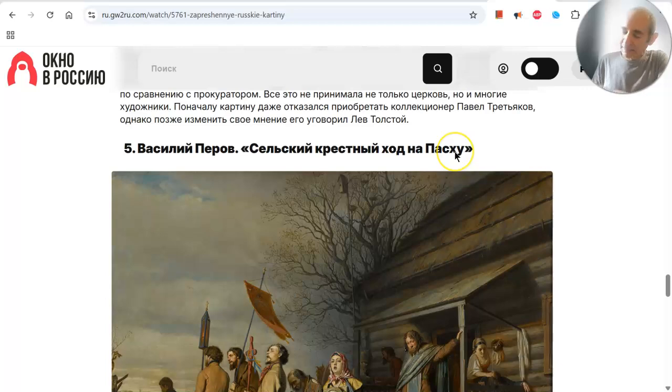Now, Pascha is an Orthodox holiday. So, therefore, the title is Сельский крестный ход. Sorry, it's not крестный, it's крестный. Сельский крестный ход на Пасху. So, the village religious procession on Pascha.